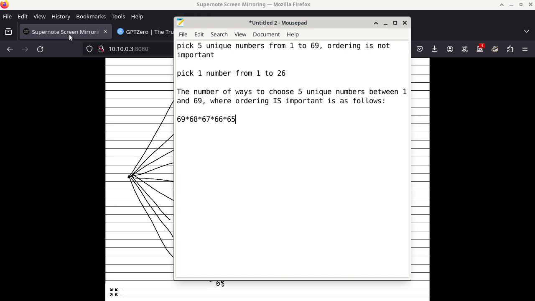You look at this and go like, but Tech, that cannot be the answer because you just mentioned earlier that ordering should not be important, right? Okay. So now the question is, how many of these are duplicates of each other? Because once I know how many of these are duplicates, then I can just divide this number by the number of duplicates, and I get the number of unique ones, right?